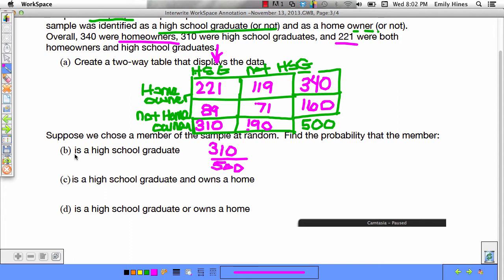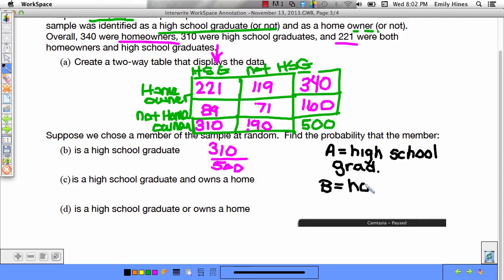The one thing I want to make sure that I do, that I forgot to do here, is always define our events as what's happening. So we're going to define event A as being a high school graduate. And I always want to define these before I ever start, because it makes it easier for me to actually write out my answers. And we're going to define event B as being a homeowner. Okay, so here I would actually write this as the probability of event A is 310 out of 500.